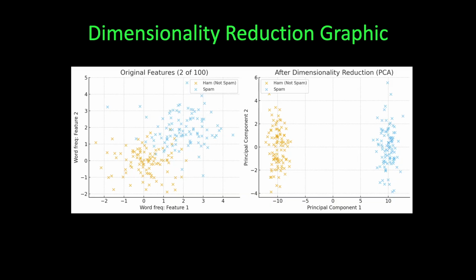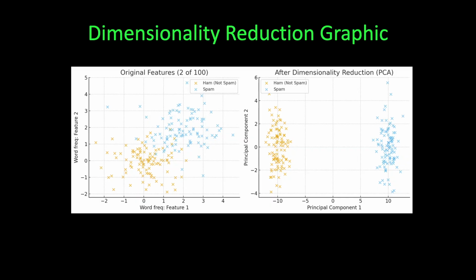With 2 or 3 dimensions, you can actually plot the data and see those clusters or separation. So on the left-hand side, we see the dataset with just 2 raw word frequency features of 100. It looks very noisy and overlapping. On the right, we see the same data after dimensionality reduction with principal component analysis, or PCA. We'll talk about that in a second. The classes are separated more clearly into 2 dimensions that capture the key patterns. So that visualization gives you before and after dimensionality reduction and should hopefully help.